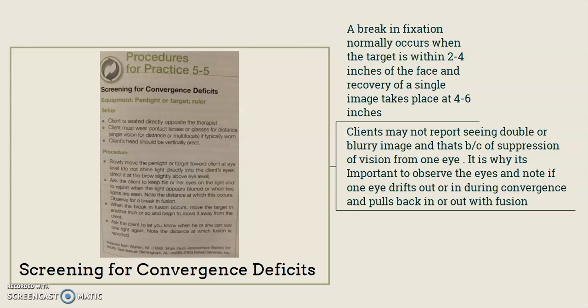The break in fixation normally occurs between 2 to 4 inches from the face, and then the recovery of the fusion or fixation of a single image occurs between 4 to 6 inches. Clients may not report seeing a double or blurry image, and that is because of suppression of vision from one eye. It is why it is important to observe the eyes and note if one eye drifts out or in during convergence and pulls back in or out with fusion.